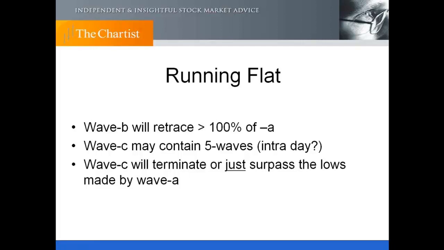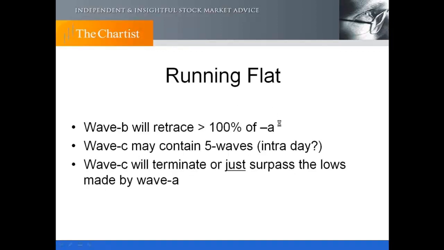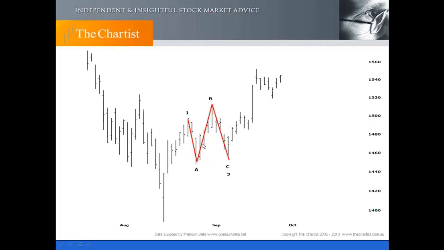So the rules of a running flat: wave B will retrace greater than 100% of wave A. In other words, wave B will go above the high of the prior terminal point. Wave C will tend to contain 5 waves down. You might have to see them on an intraday chart. And wave C will terminate at or just surpass the lows made by wave A. But the most important thing is this wave B goes up above into new high territory.